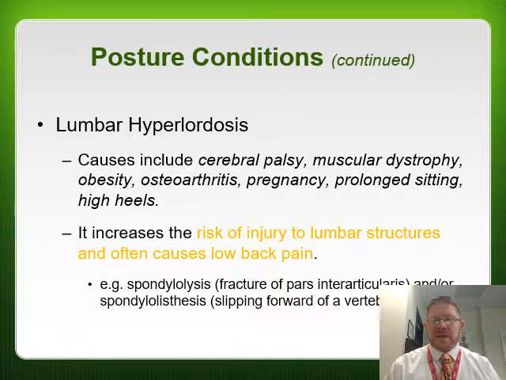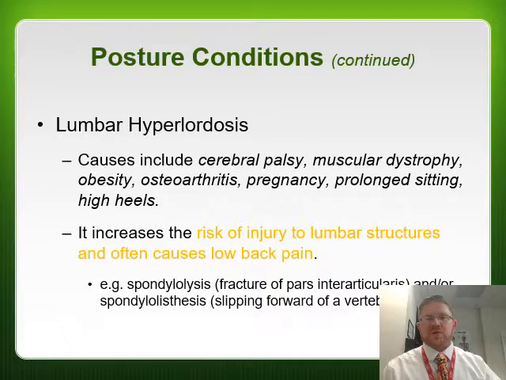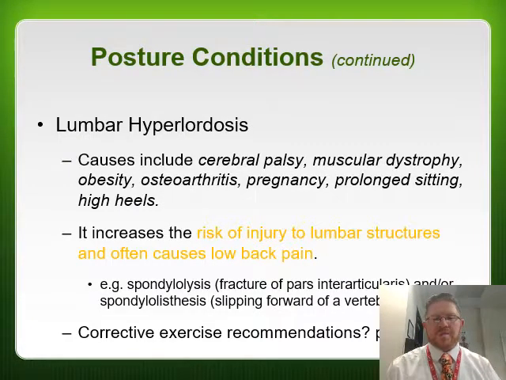Spondylolysis and/or spondylolisthesis are also issues that might be prominent with hyperlordosis when you're working with other injuries that might occur to the spine in the lumbar region. So keep that in mind, that this lordosis can actually lead to those other issues as well.